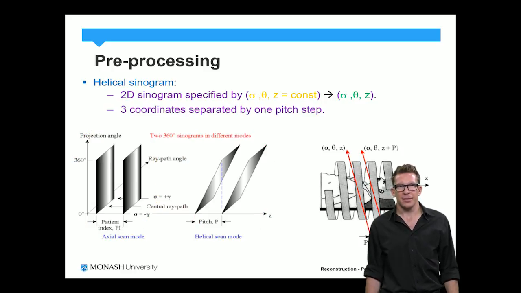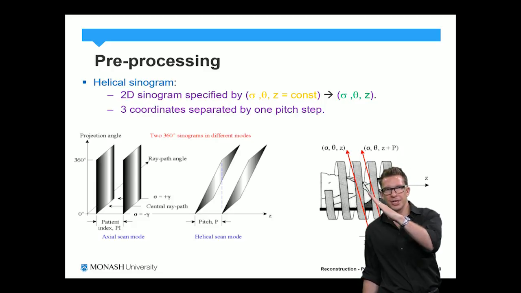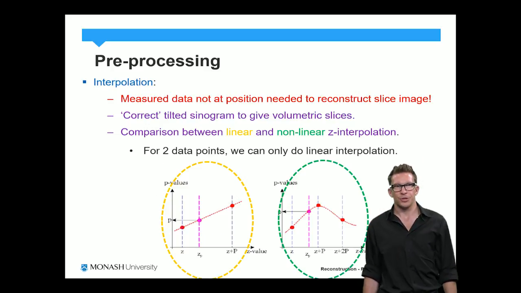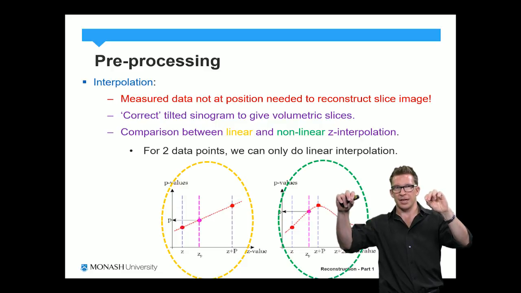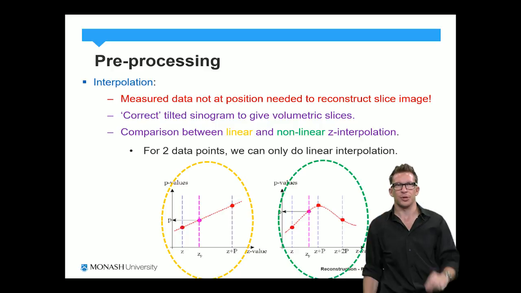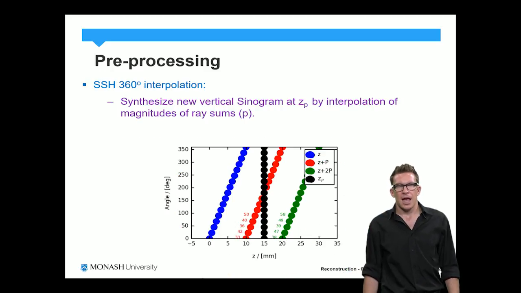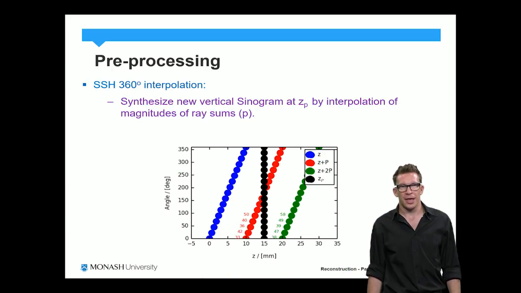So we can see here that in order to do the reconstruction, we need to get from our tilted planes in our sinogram space to our vertical planes. And we do that using this process called interpolation. So we can take a data point at one location, a data point at a next location, and then interpolate between those 2 points to get a data point in between. And here we can see a cartoon showing that.